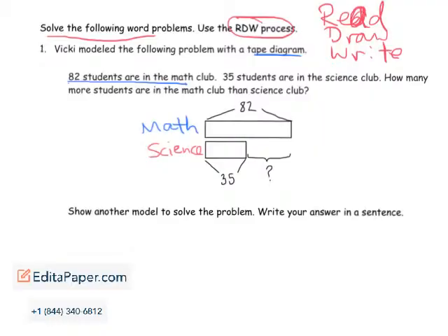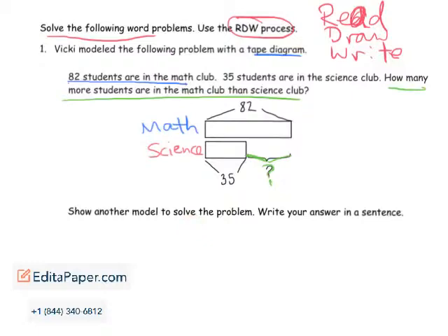Then the question is, how many more students are in the math club than the science club? And that's the whole point of this bracket right here with the question mark. This is showing us how much larger the math group is than the science group. So this is a great model. Now the question is saying, show another way to model this problem.